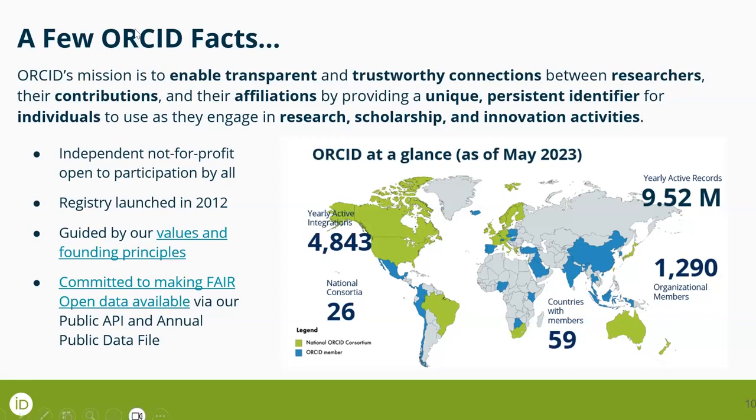We are guided by our founding principles and values, and we are committed to making FAIR open data available. We have a public API available for individual use, and we also release an annual public data file. As of now, we have reached great global participation, and with community efforts it keeps growing. We have more than 1,000 organizational members and different consortia across the globe, more than 4,000 systems actively using ORCID, and members in different countries.